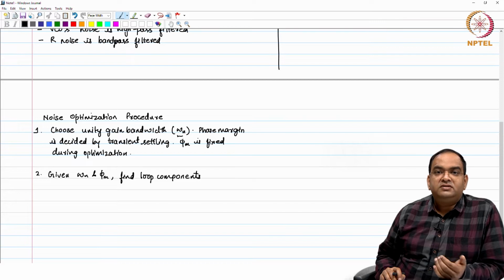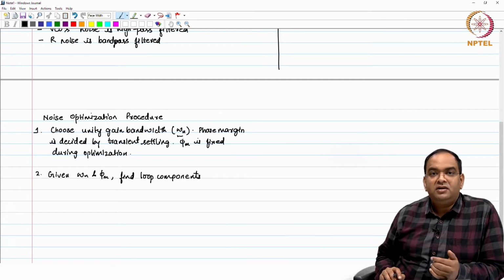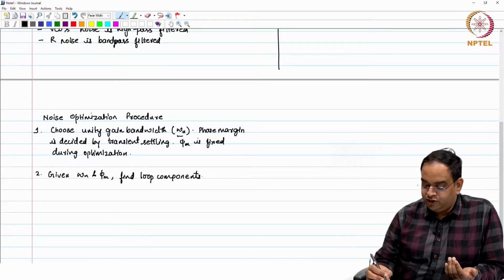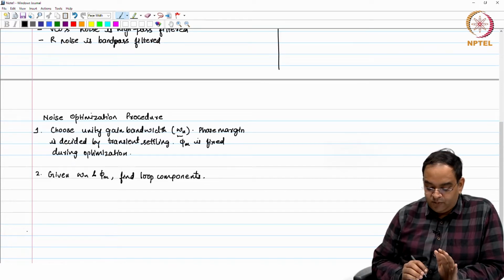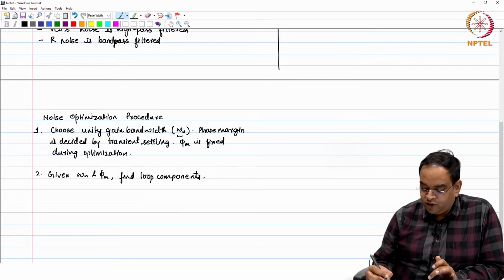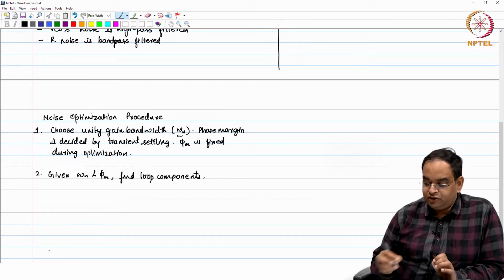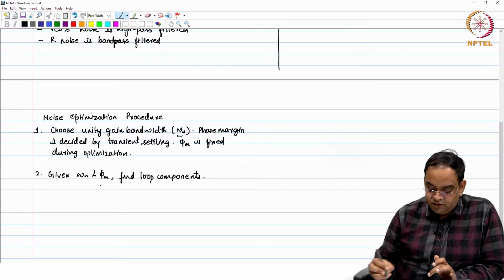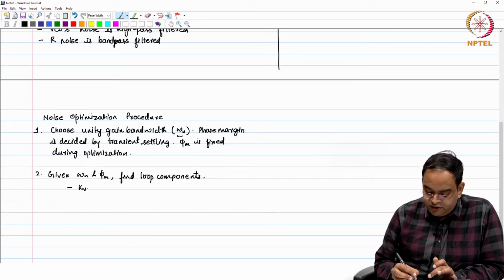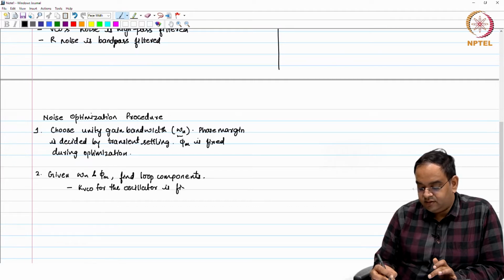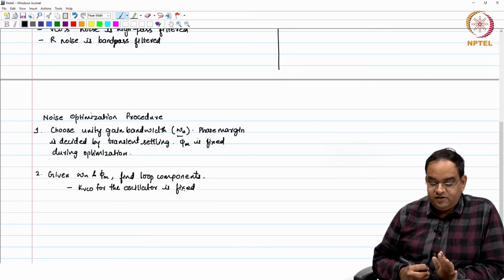With the same procedure which we saw earlier, the phase plot at the unity gain frequency should be maximally flat, that is, the derivative of phase is equal to 0. So, using that we will find the loop components. Now, when we find the loop components, a few things we have assumed or chosen, and a few things will be given for the design. What will be given for the design? K-Vco for the oscillator is fixed.